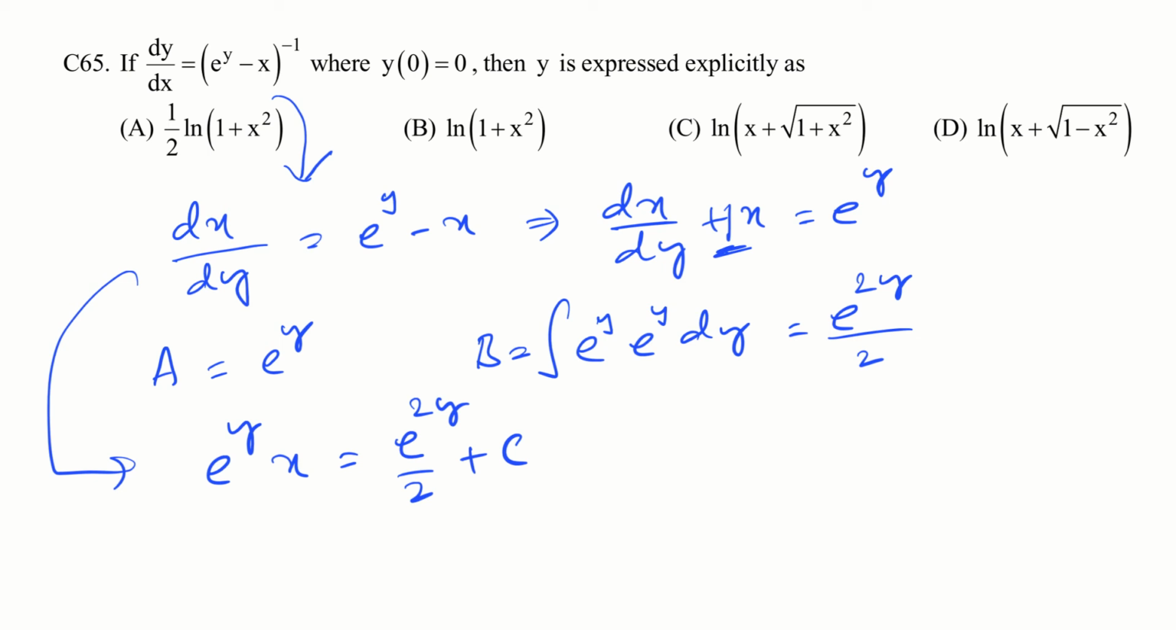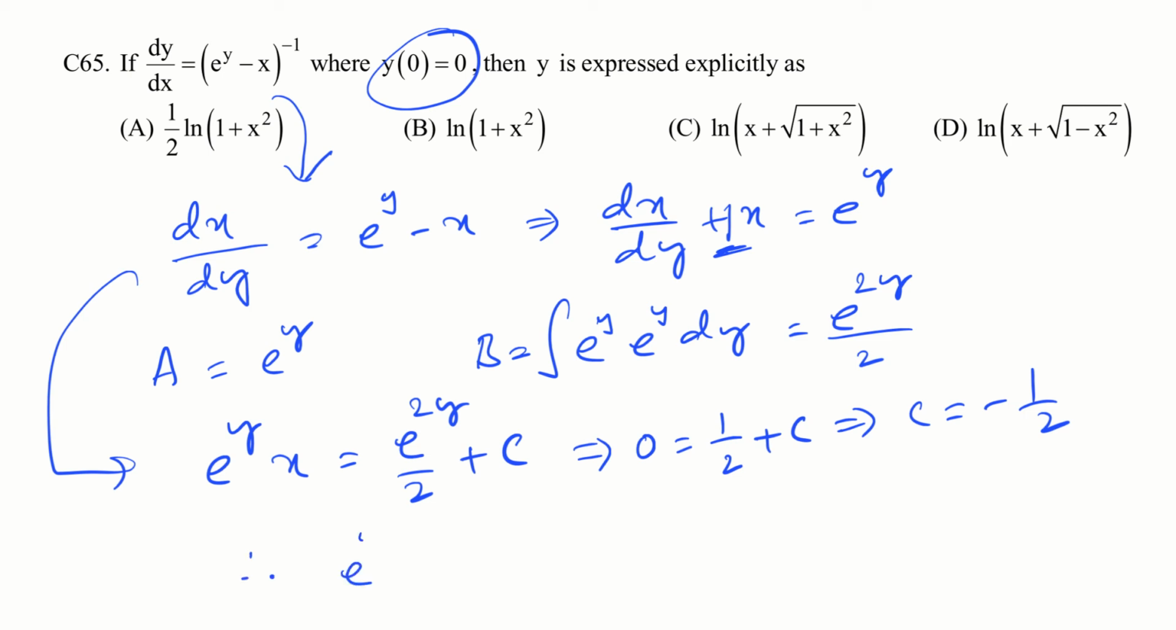Now using the fact that y of 0 is equal to 0, so that is when x is 0, y is 0, substituting 0 and 0 in the place of x and y, I'll have LHS is 0, right hand side I'll have 1 by 2 plus c. Therefore I have c is equal to minus 1 by 2. Therefore the particular solution becomes e power y x is equal to e power 2y by 2 minus 1 by 2, sending the 2 to the other side. That is what I get.